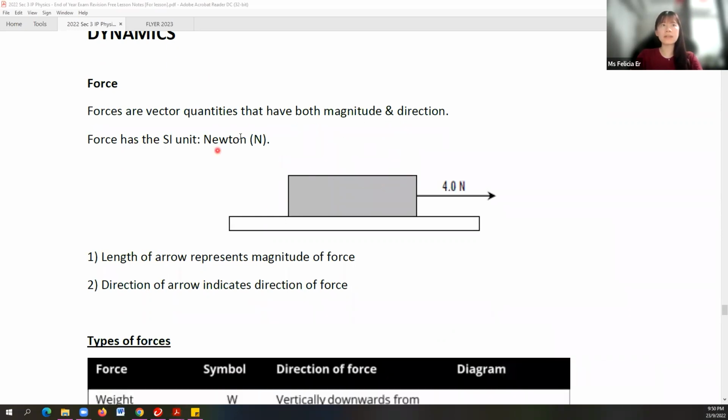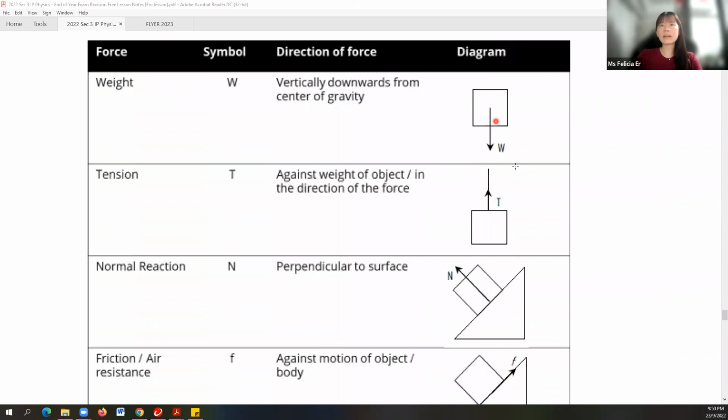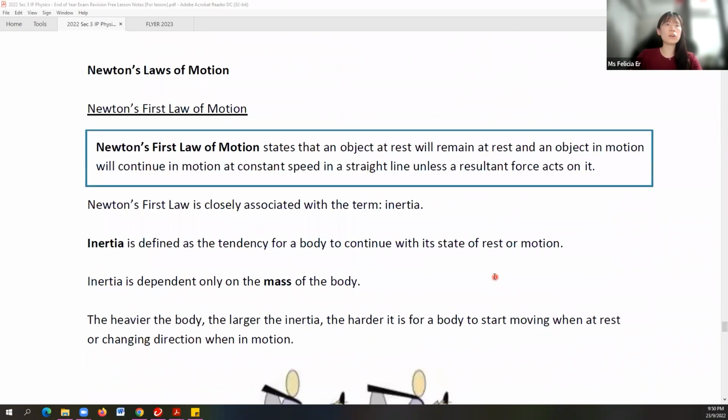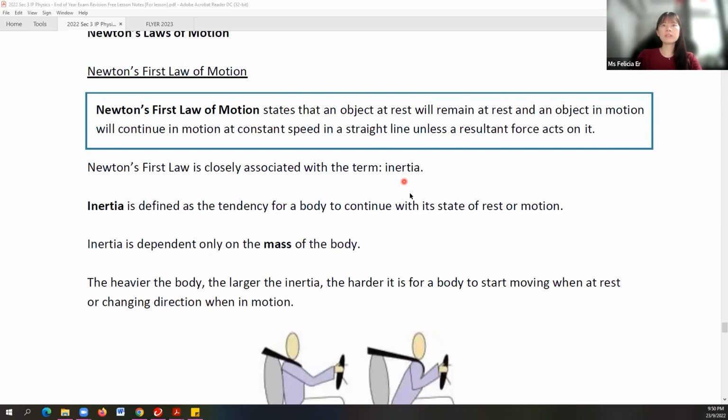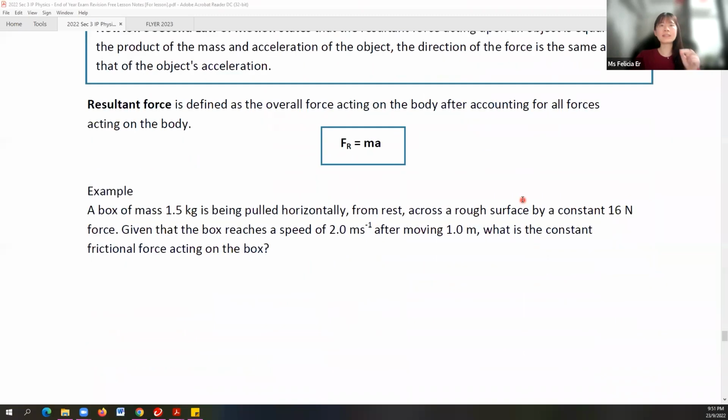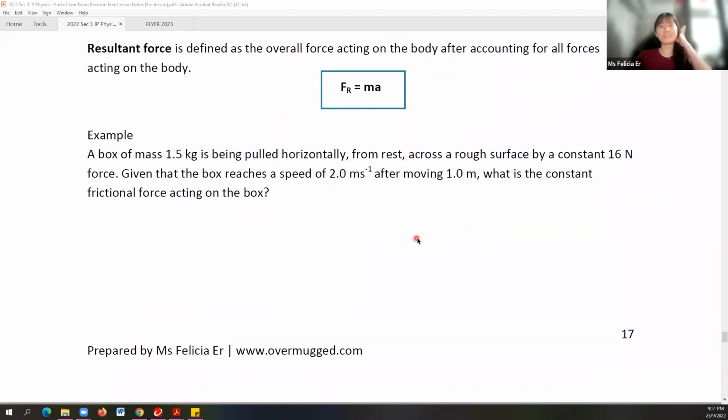For the dynamics notes, generally the first page, I think you all should know very basic stuff like SI units, then how to draw the different forces. This one you should know, so I'm going to move on. For Newton's 3 laws, you just study on your own. I want to go through the key points, things that most students usually get wrong, the difficult stuff that maybe you all won't know.